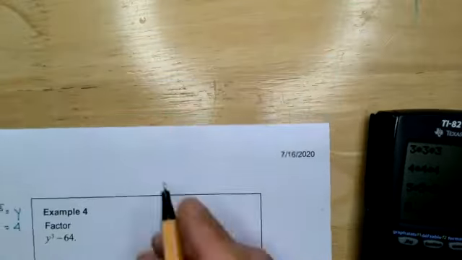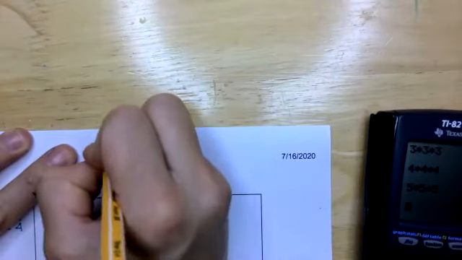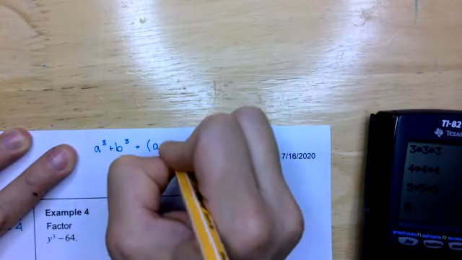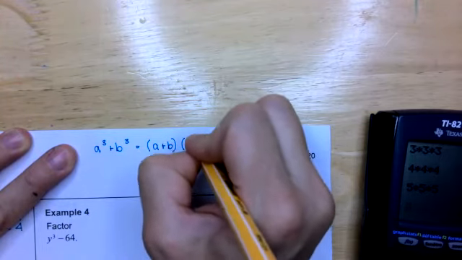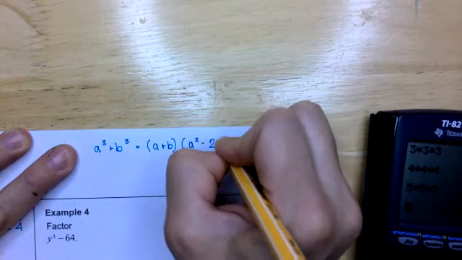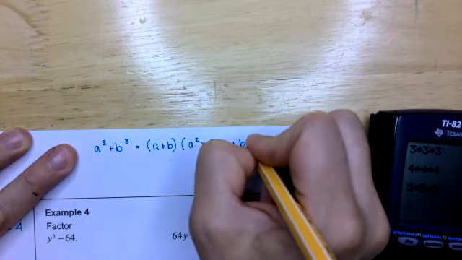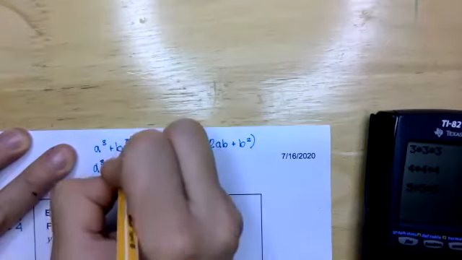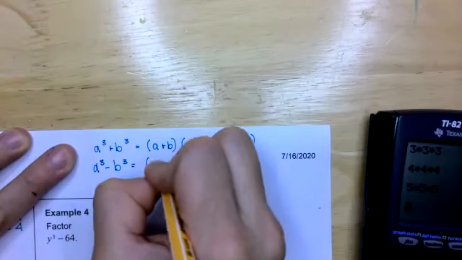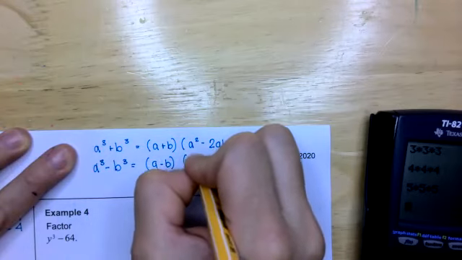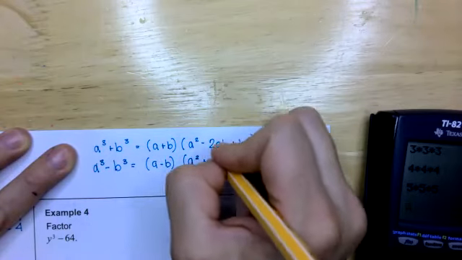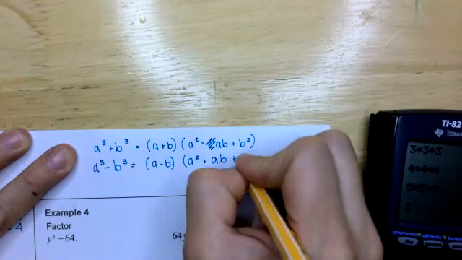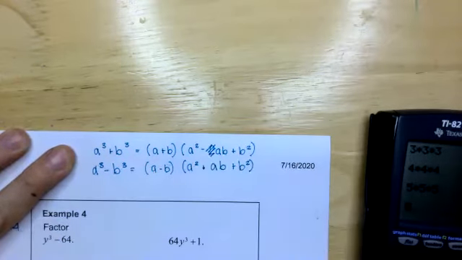What was that formula? That formula was A cubed plus B cubed is A plus B times A squared minus 2AB plus B squared. If it's negative, A cubed minus B cubed equals A minus B times A squared plus, ooh, sorry, that's from last time. AB plus B squared, I apologize. Ignore that too.